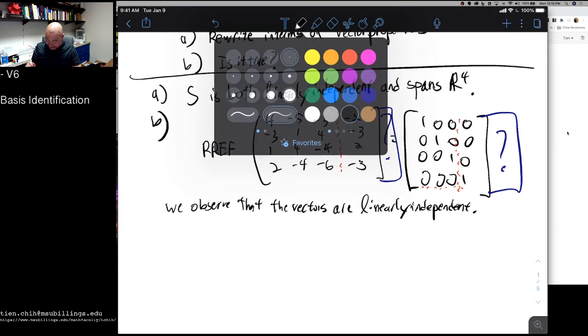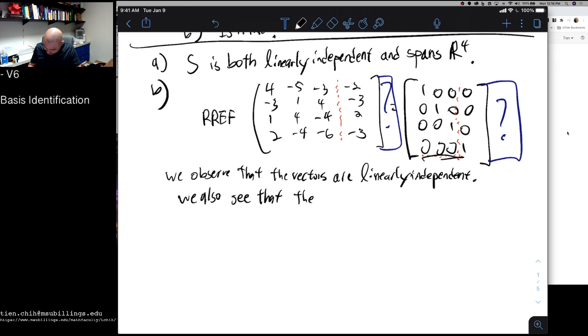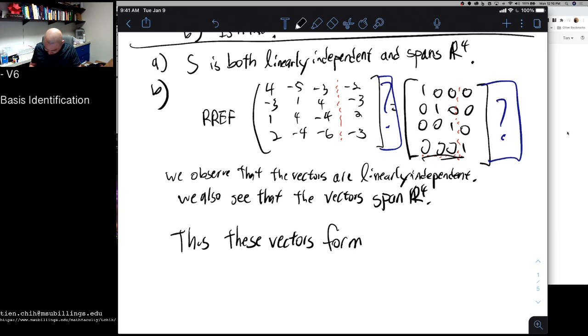But what we look at here, we don't have a zero row, we have this as a row. So we also see that the vectors span R4, thus these vectors form a basis.